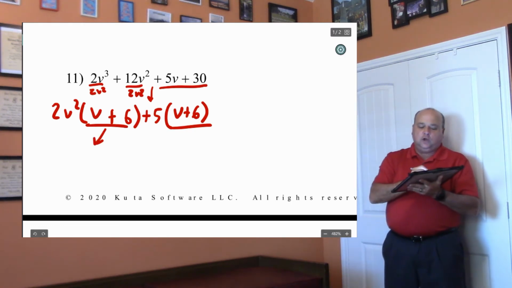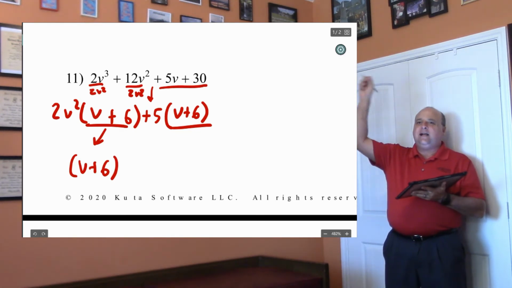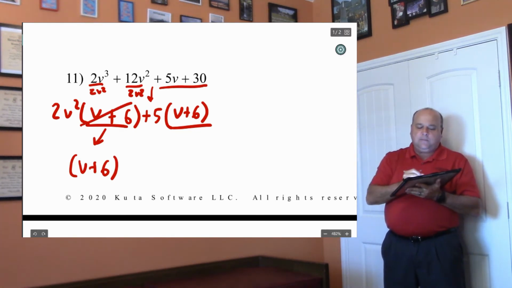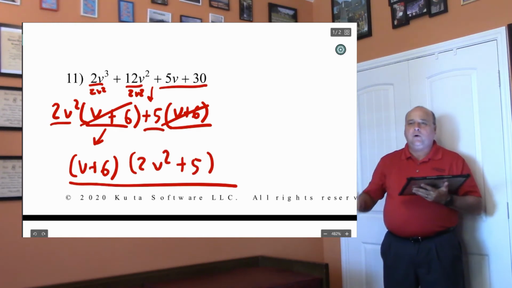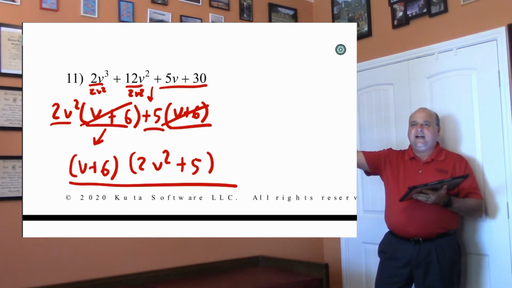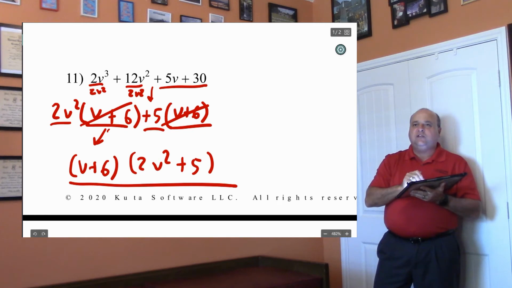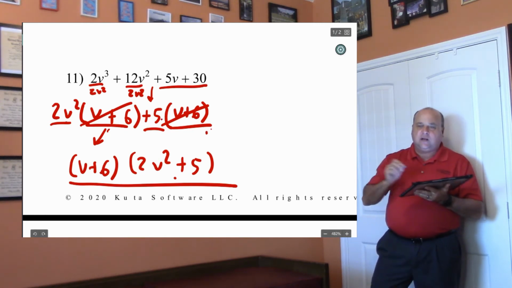So what you're going to do is write down v plus 6. Basically, you're factoring that out. Scratch them out, and what's left? 2v squared plus 5. And you stop right there. Okay? So you're going to factor the first two, factor the last two. Your parentheses will repeat. Write down the parentheses, and whatever's left goes last.